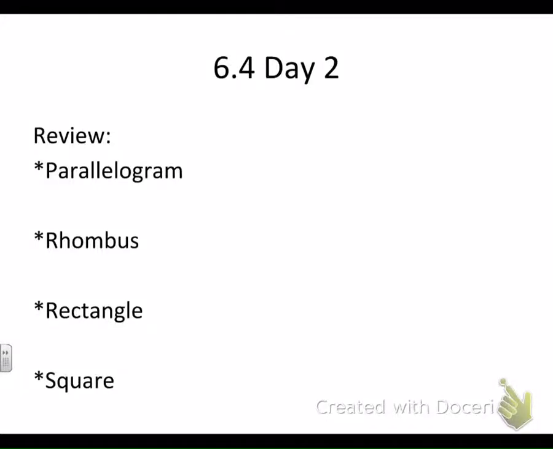Alright guys, let's start by reviewing some of the quadrilaterals we have already learned. First we have a parallelogram. So that's when top and bottom are parallel and the sides are parallel. So the opposite sides are parallel. A rhombus, that's when all sides are congruent and the diagonals form perpendicular lines which form right angles.